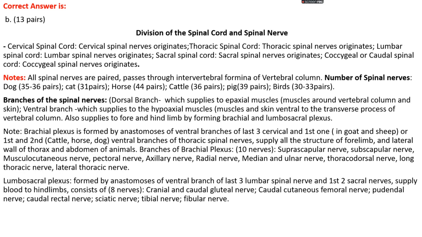And if we look at the lumbosacral plexus, it is also formed by the anastomosis of the ventral branches of the last three lumbar spinal nerves and the first two sacral nerves, which supply the hind limbs, and it mainly consists of 8 nerves: the cranial and caudal gluteal nerves, caudal cutaneous femoral nerve, pudendal nerve, caudal rectal nerve, sciatic nerve, tibial nerve, and fibular nerve.